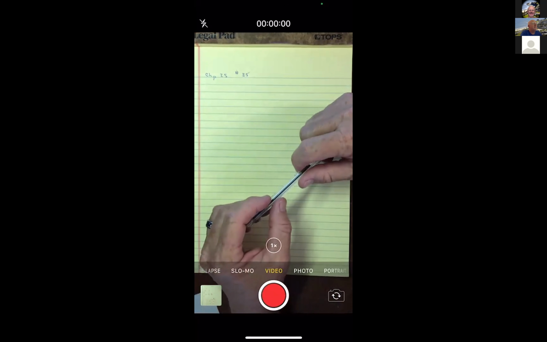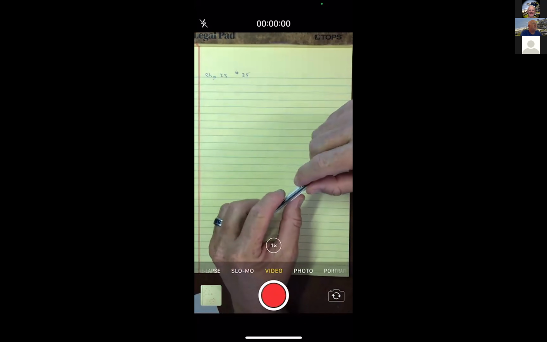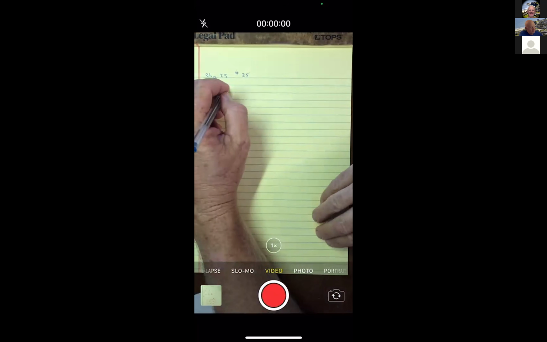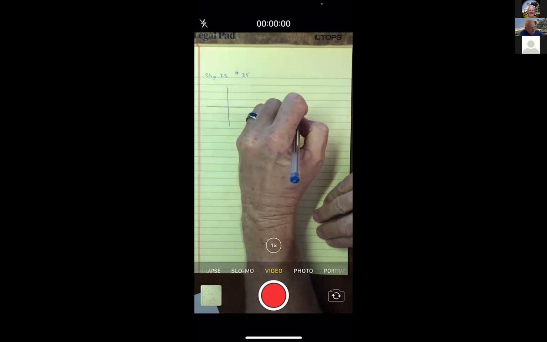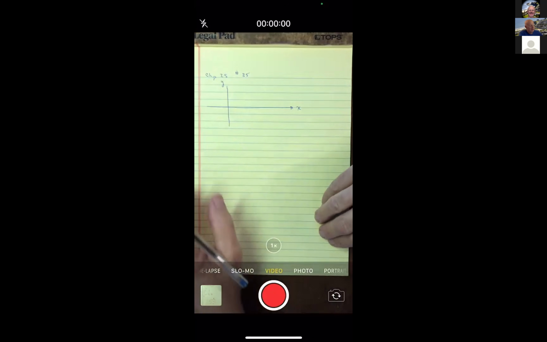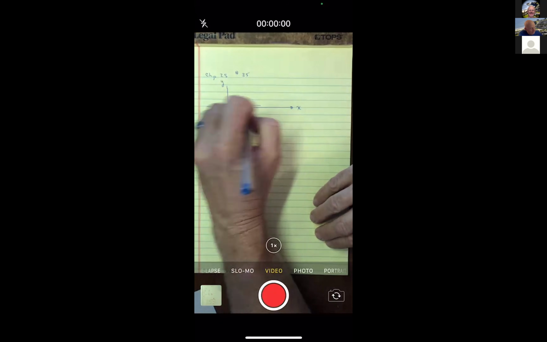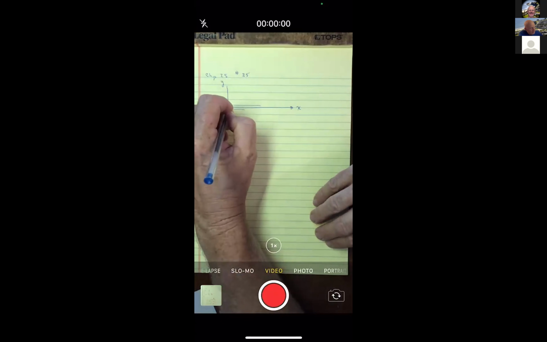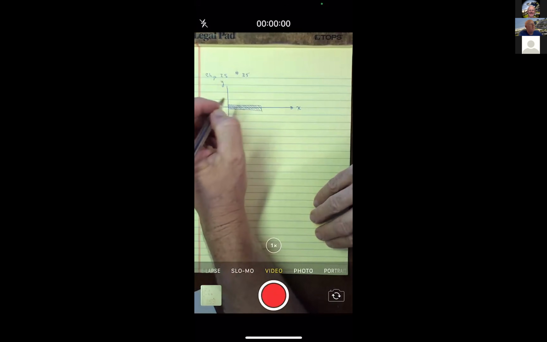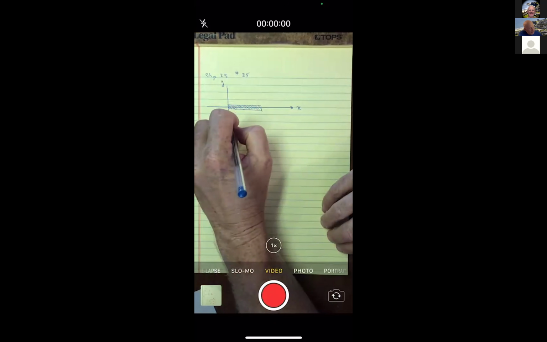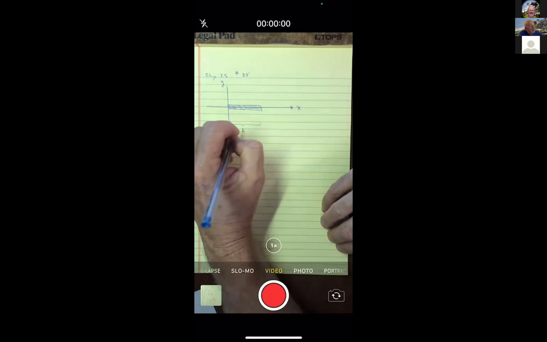Here it says a rod of length L lies along the x-axis with the left end at the origin. I'm going to make a little grid here. Here's the x-axis, here's the y-axis, and you have a rod with the left end at the origin. Here's the rod, and the picture labels it as a length L.